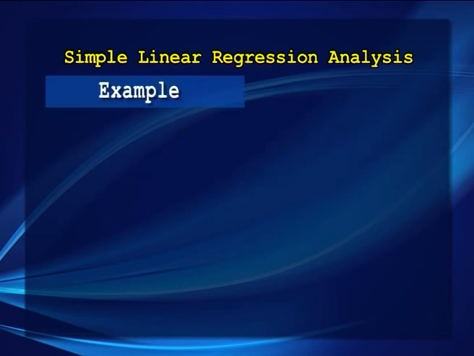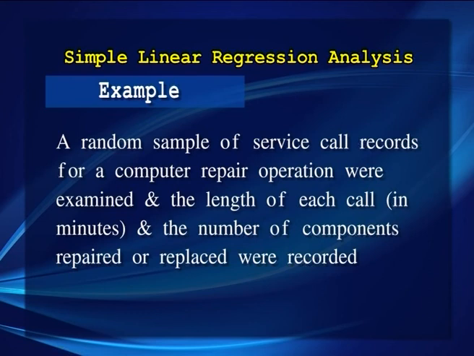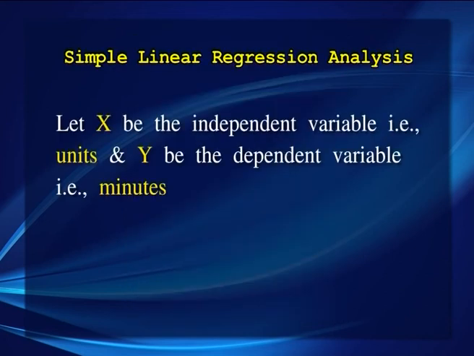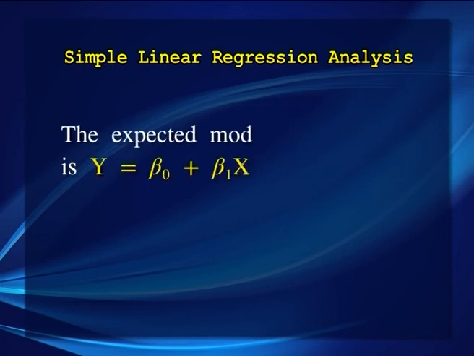Consider the following example. A random sample of service call records for a computer repair operation were examined, and the length of each call in minutes and the number of components repaired or replaced were recorded. The data is as follows. We have 14 observations with minutes and units recorded. Let x be the independent variable, units, and y the dependent variable, minutes. The expected model for the data is y = beta0 + beta1 x.